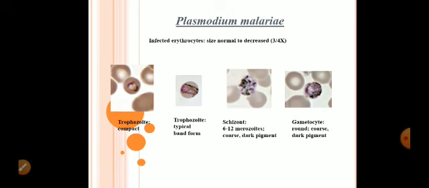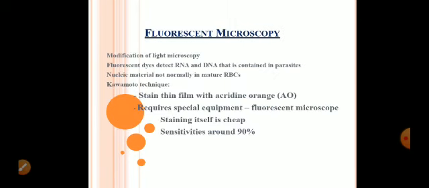Following features are seen in peripheral smear. Coming to other modalities, diagnosis by fluorescent microscopy. Fluorescent microscopy is a modification of light microscopy. Fluorescent dye detects RNA and DNA that is contained in parasites. The nucleic material is not normal in mature RBCs.